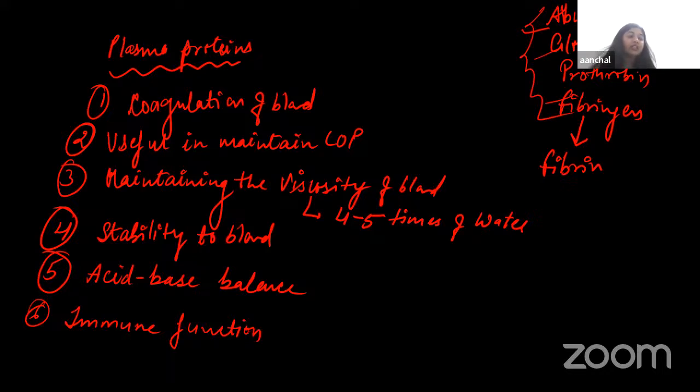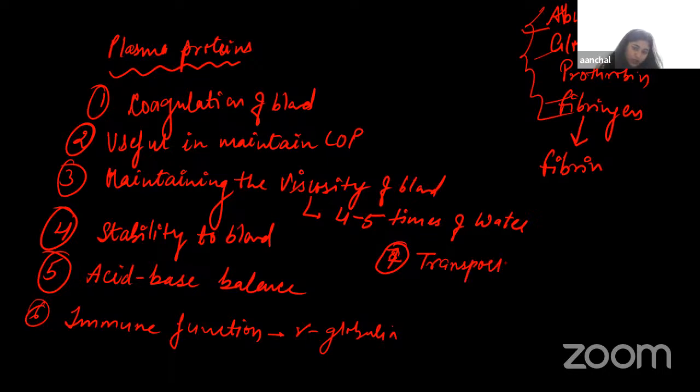So as we have discussed, a form of globulin we have is gamma globulin, which is known as the immunoglobulin, that is responsible for providing immunity to the body. Then last we have that it transports, and also reservoir function.